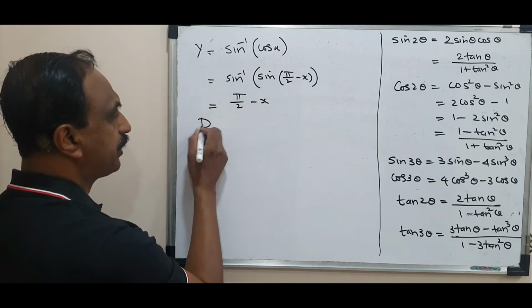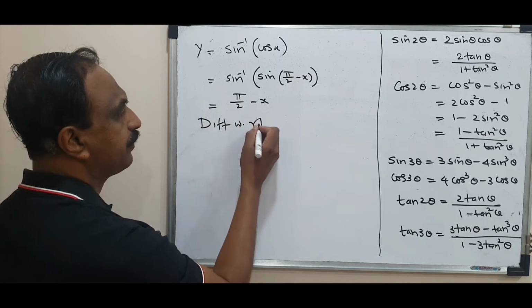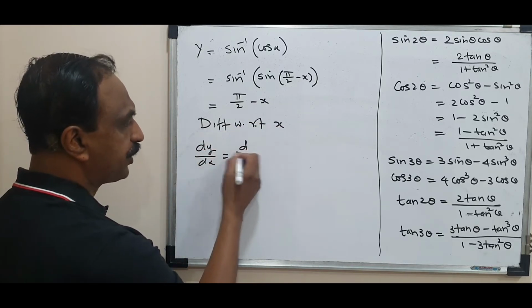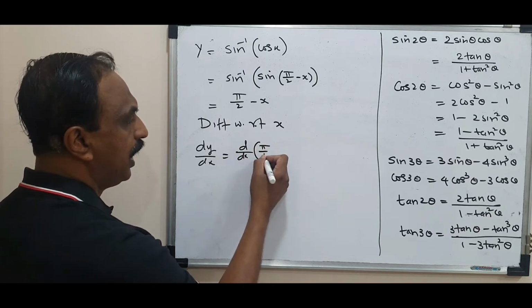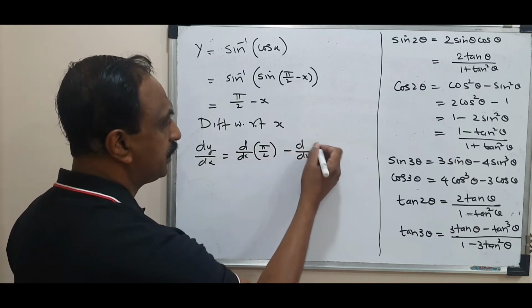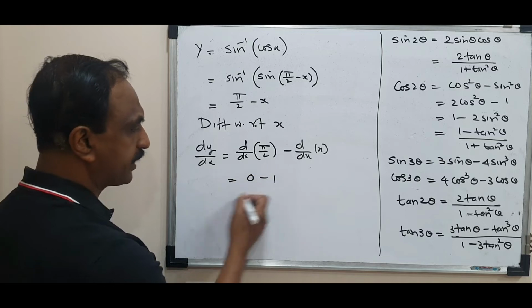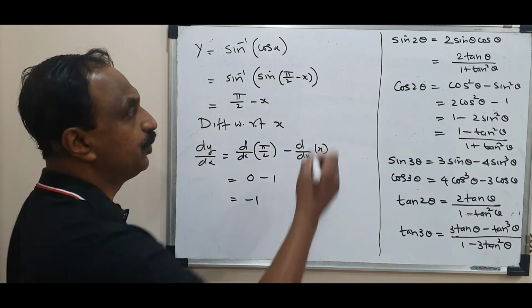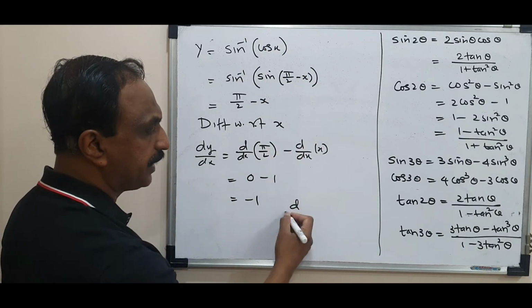Now you can differentiate with respect to x. Differentiating with respect to x, dy by dx will be the derivative of pi by 2, which is 0, and the derivative of x, which is 1. So your answer became 0 minus 1, so minus 1 becomes your answer. So you don't have to do the sine inverse u method. You could have also done it by this method.